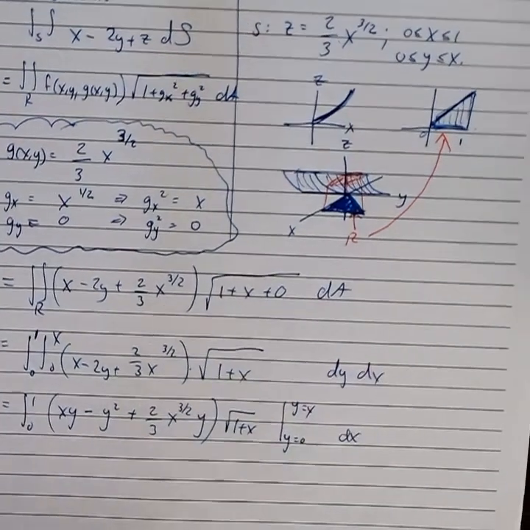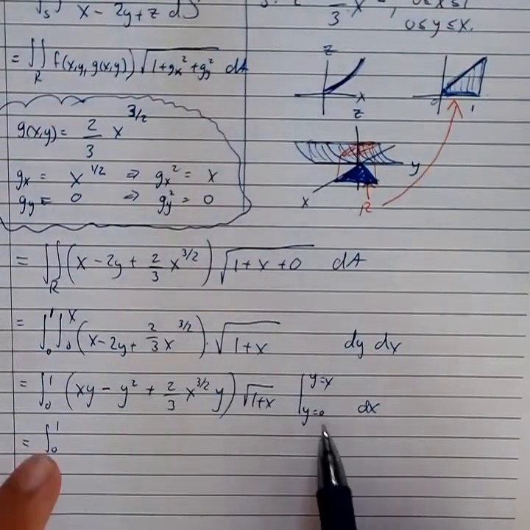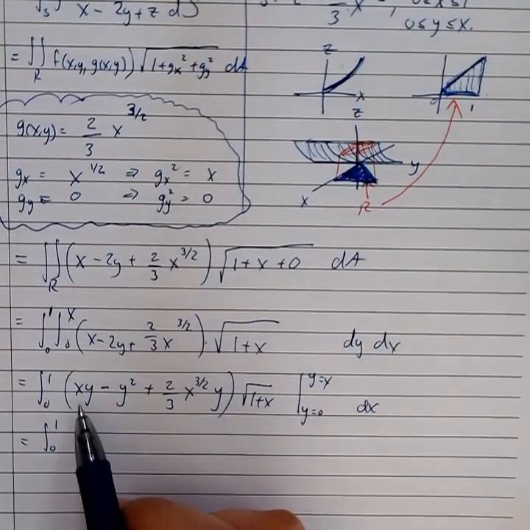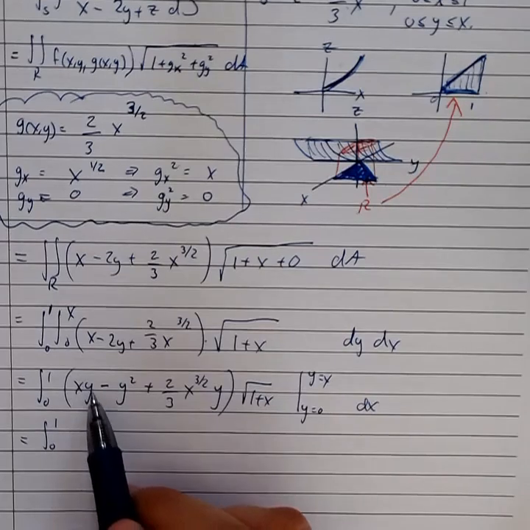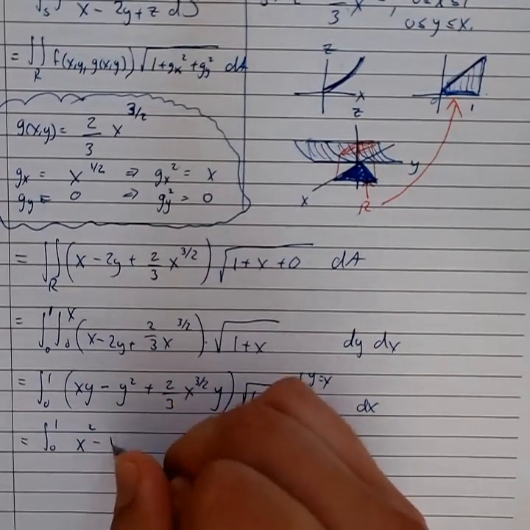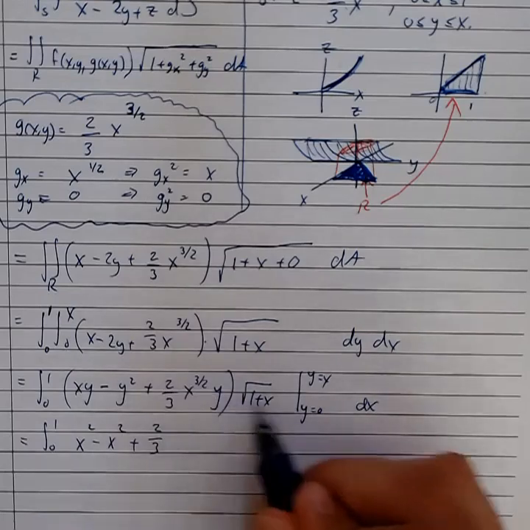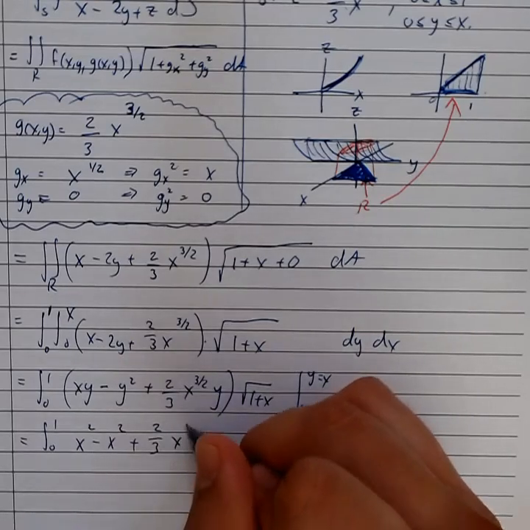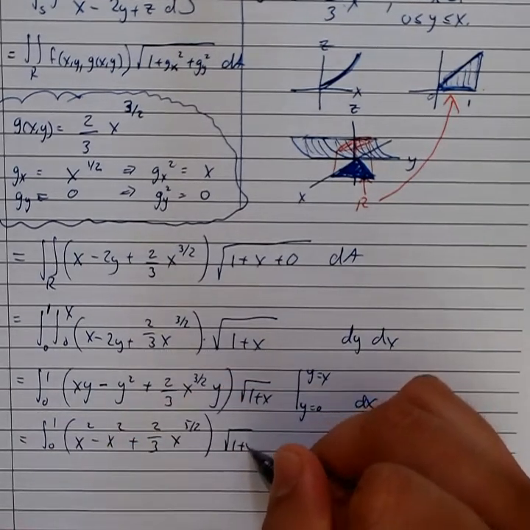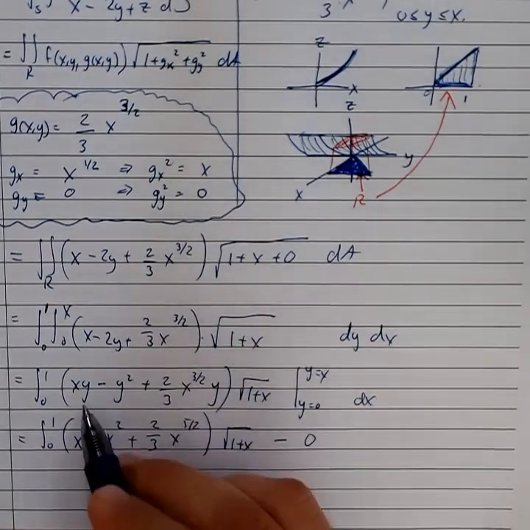We get that. And then here we're going to take the integral from 0 to 1. Let's go ahead and actually just plug these numbers in. So all of my y's are going to be replaced by x's. So that's x times x, so that'll be x squared, minus, that's also x squared, plus 2/3 x to the 3 halves times another x is x to the 5 halves, times the square root of 1 plus x, minus, and if I plug in 0 for all of those, I'm going to get 0, 0, and 0.